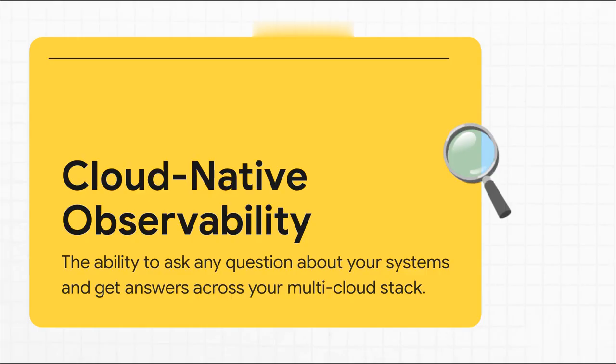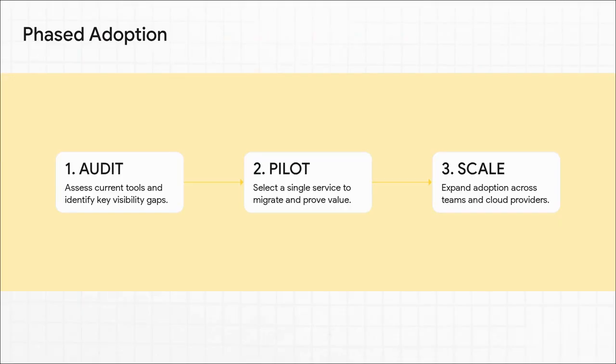It's the ability to ask any question about your systems, no matter how complex they are, and get a clear answer fast. It's all about shifting to proactive insights instead of just reacting to alarms all day long. So how do we actually get there without boiling the ocean? We break it down into 3 manageable phases. First, audit. You've got to take stock of your current tools and figure out where your biggest blind spots are.